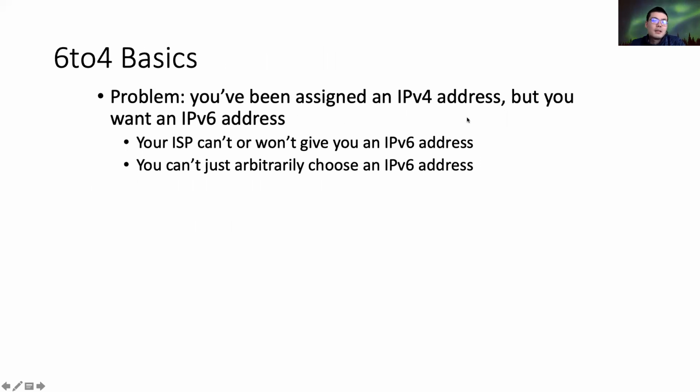Assume that you have been assigned an IPv4 address, because when you connect to the internet, you get your IP address from the service provider, and they will give you an IPv4 address. But you want an IPv6 address, because you want to have IPv6 ready technology. So how can you do that? Your ISP won't give you an IPv6 address, and you cannot just choose an arbitrary IPv6 address. So basically, there should be a mapping from IPv4 to IPv6. It basically says, hey, for this IPv4 address, you should use that IPv6 address.